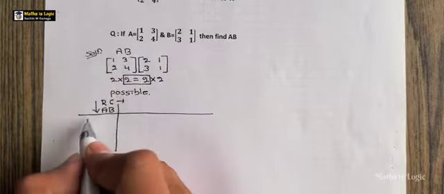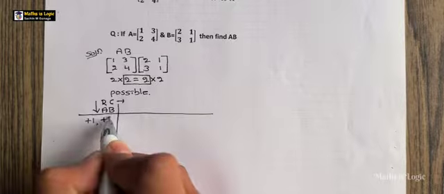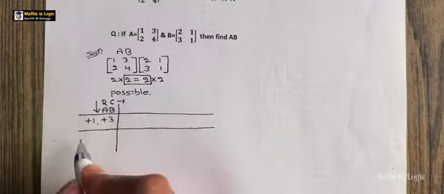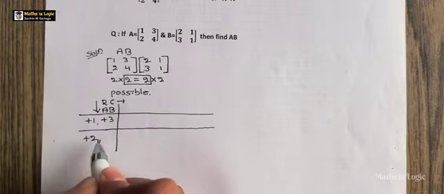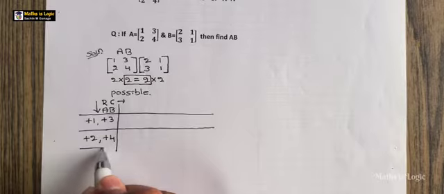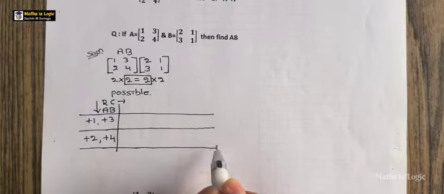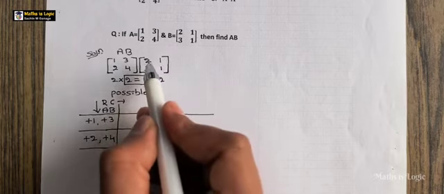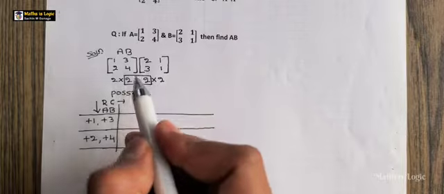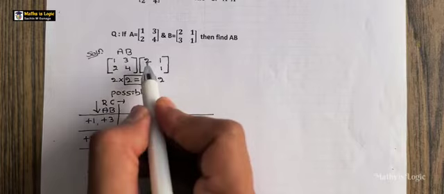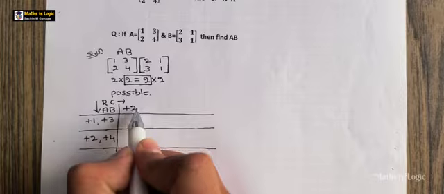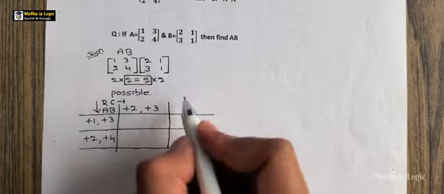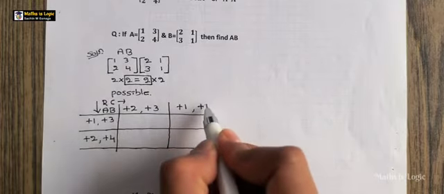So A matrix, what is the first row? 1 3, so write here plus 1 plus 3. Next, put one line. Next, what is the second row? 2 4, so write here plus 2 plus 4. Only 2 rows are there. Next, in this part, B matrix columns. What is the first column? 2 3. Here we need to take the column, but while writing, according to row-wise we need to write 2 3, that is plus 2 plus 3. Next, second column 1 1, so plus 1 plus 1.